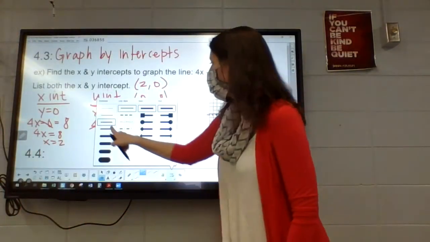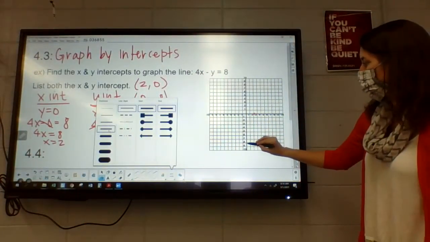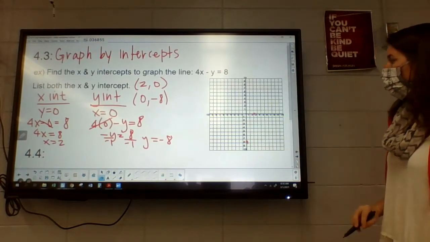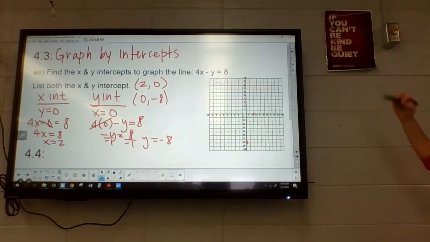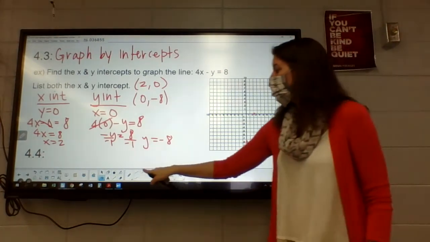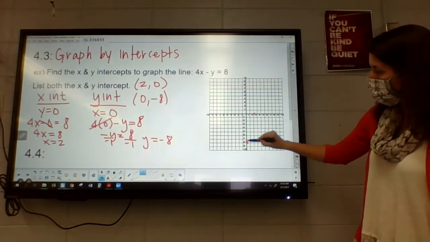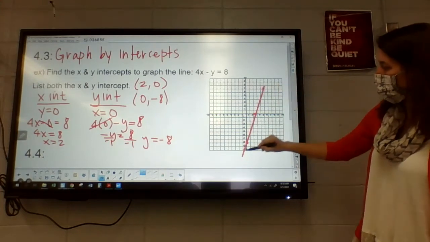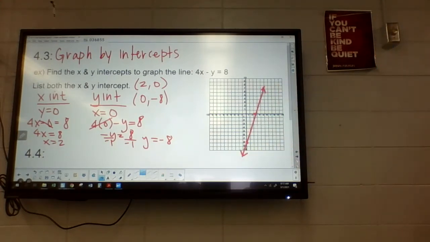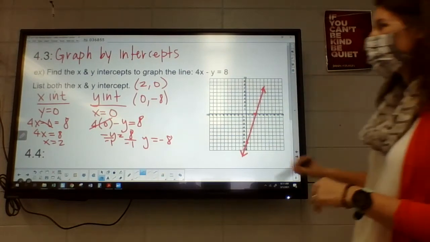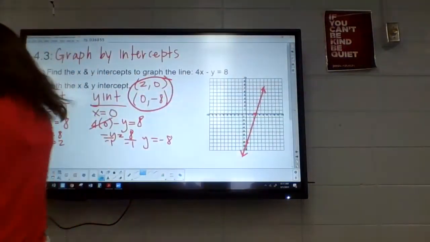So when I go to plot that point, 0, negative 8 is down here. And then 2 points is enough to make a line. So I don't need to find a whole bunch of other points. I can just use those 2 points, if I can draw a line through them. Hopefully draw better lines than I do. And it goes through both points. So I'm looking for intercepts in this case.